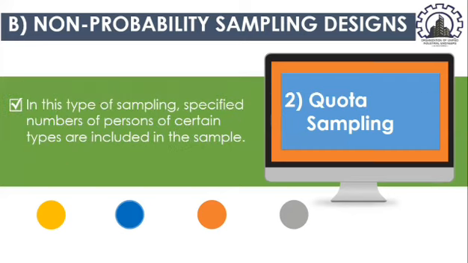And on the other hand, another example of non-probability sampling design is quota sampling. What do we mean by quota sampling? In this type of sampling, specified numbers of persons of certain types are included in the sample. So suppose the reactions of people towards a certain issue is to be determined and a cross-section of the population must be involved. Now, it might be decided that 10 doctors, 8 lawyers, 15 businessmen, 20 vendors, and 25 farmers should constitute the sample. Now, what's the advantage of quota sampling then?